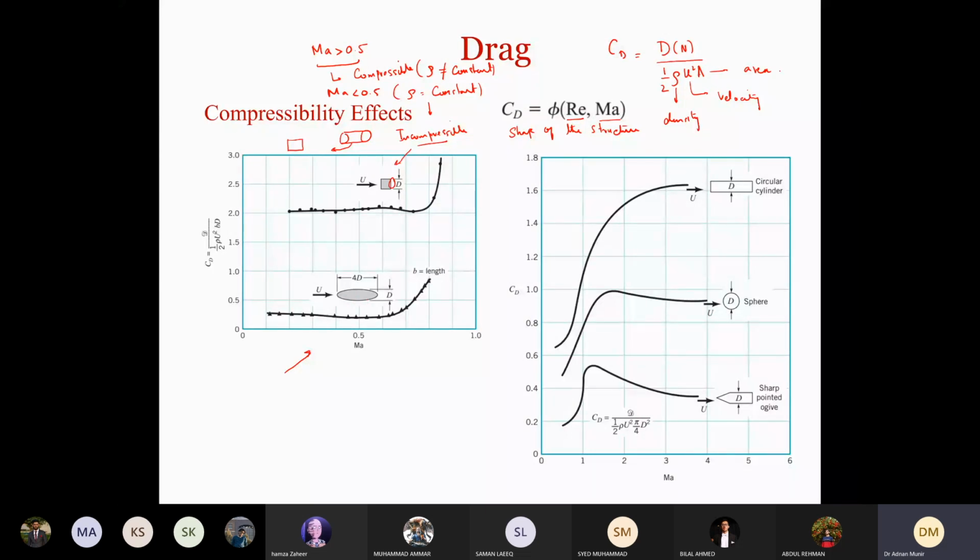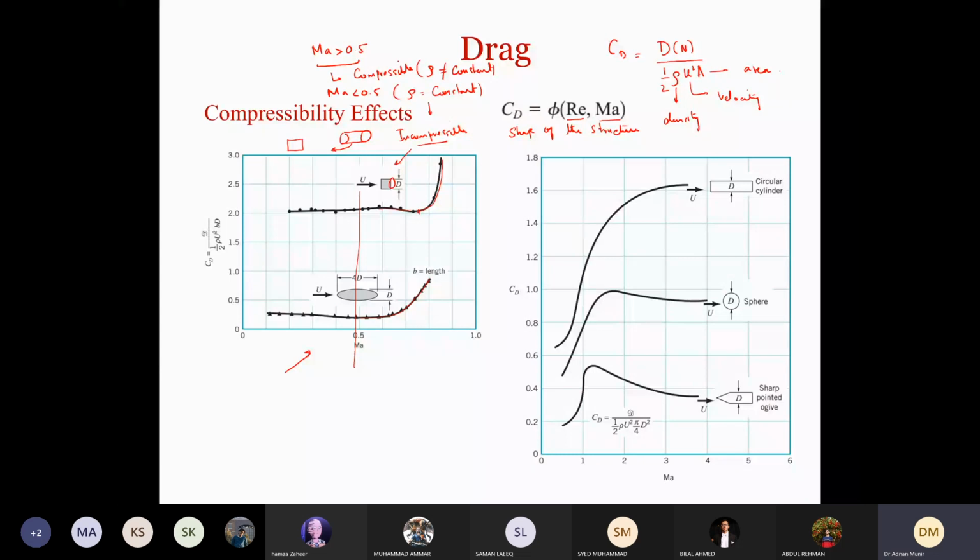You can clearly see that until a Mach number of 0.5, the drag coefficient is almost constant, not changing much. It starts to change at higher Mach number. Around this point, you can see that there is an evident change. When we increase Mach number greater than 0.5, you can clearly see that slowly it starts to increase the drag coefficient.